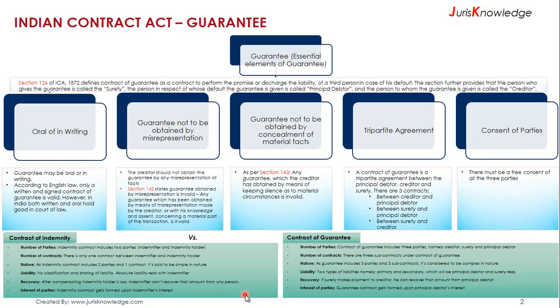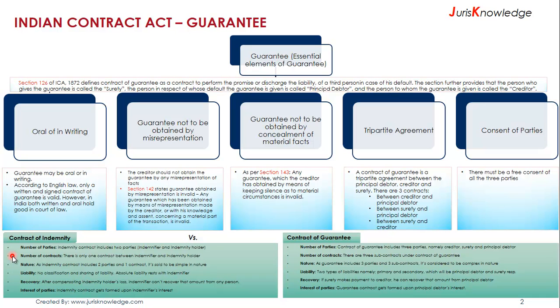Now let's look at the difference between the contract of indemnity, which we had covered in our last session, and the contract of guarantee. These are the various heads under which we can do a comparison of the indemnity and the guarantee. The first one is number of parties. Indemnity contract includes two parties, which are the indemnifier and the indemnity holder, whereas a contract of guarantee includes three parties, namely creditor, surety, and the principal debtor.